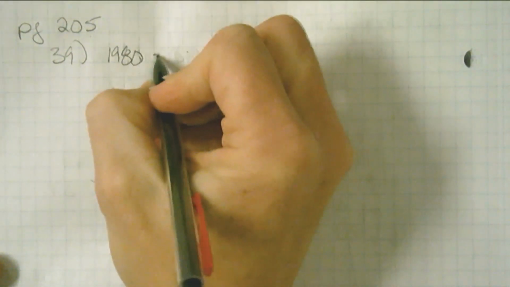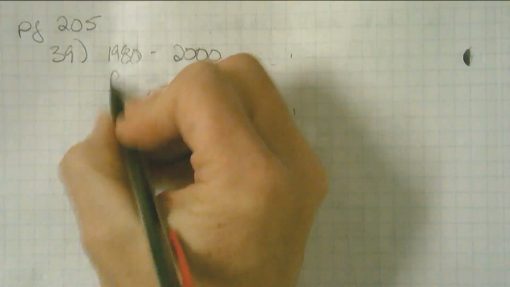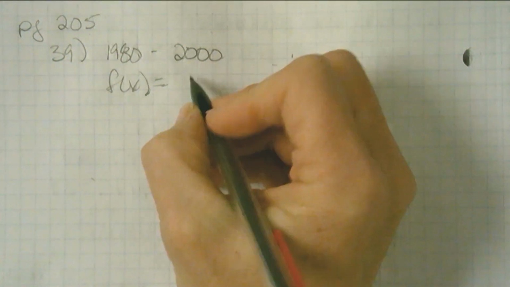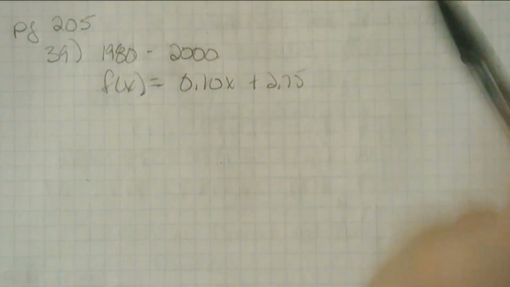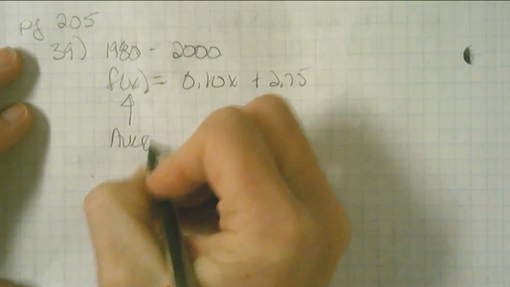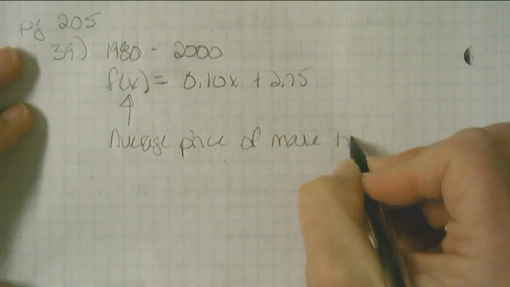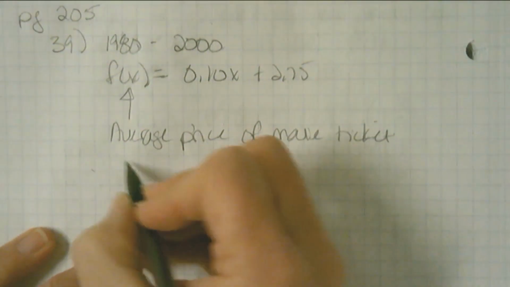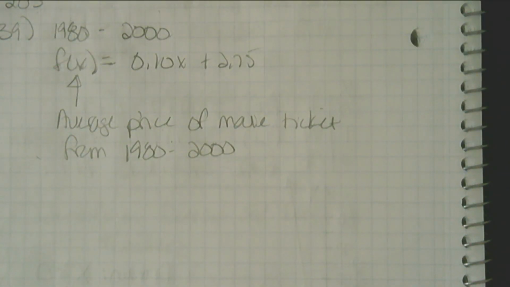1980 to 2000, and they give us the function f of x is equal to 0.10x plus 2.75, right? And what we are measuring is the average price of a movie ticket from 1980 to 2000. Okay, so that's the information they're telling us. All right, it says graph the function, identify domain and range. Okay.